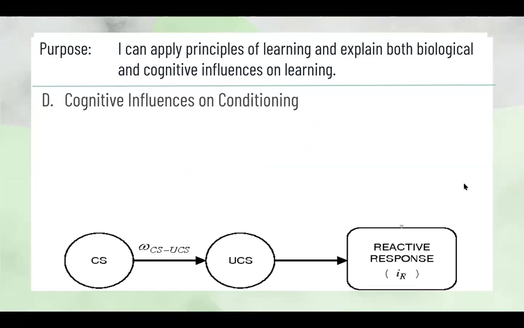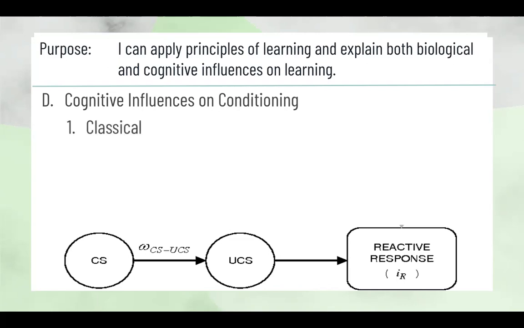So prior to this, we had looked at the biological influences of conditioning. So we had looked at like taste aversion, natural selection, and then looking at how a species can have predispositions. So we had talked about like dogs being trained to sniff out drugs, or dogs being service animals, things like that. Okay, so what we're going to look at here is now with cognitive influences.